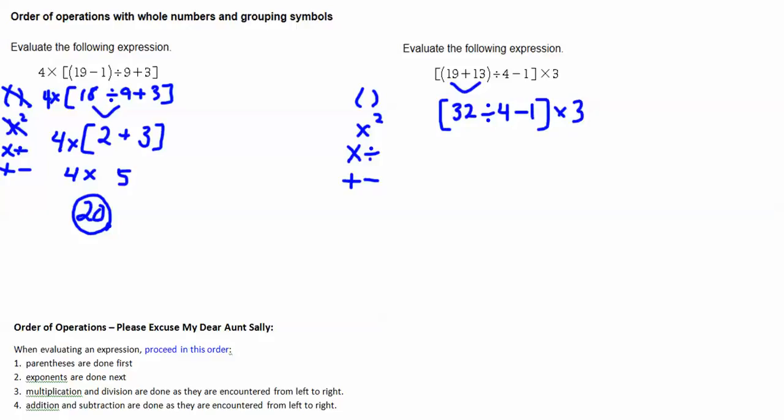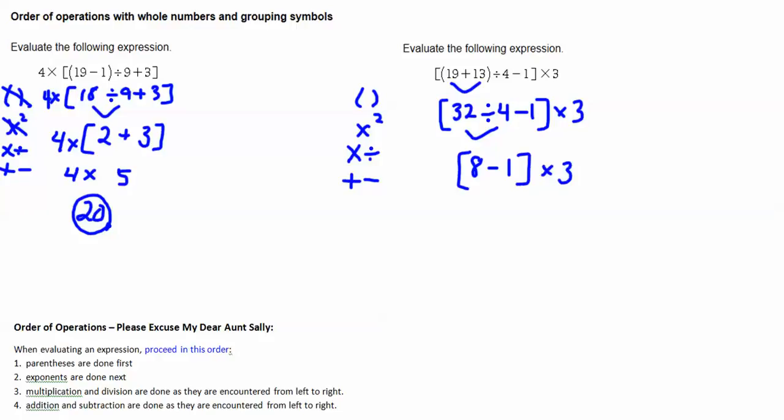Brackets are still there on that first level of order of operations. So within the brackets, divide and subtract, we're going to do division first and then subtraction, just like it's its own little mini problem. So 32 divided by 4 is 8, and then bring the rest of the problem down.